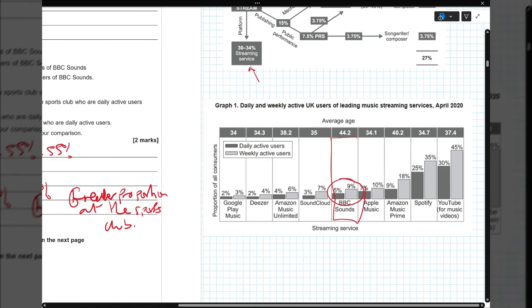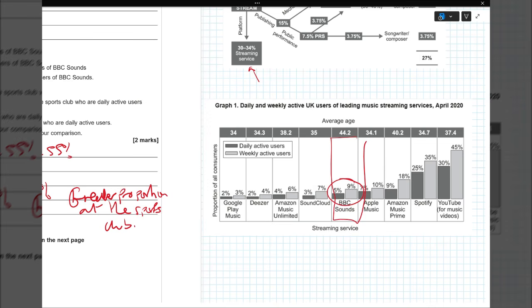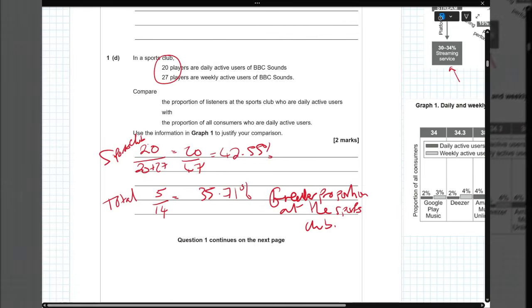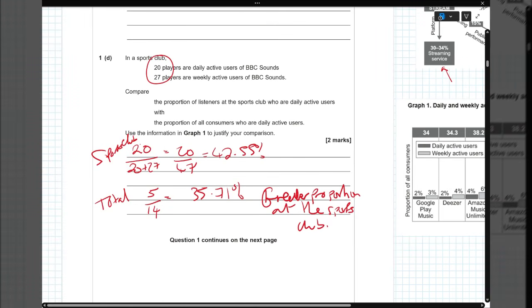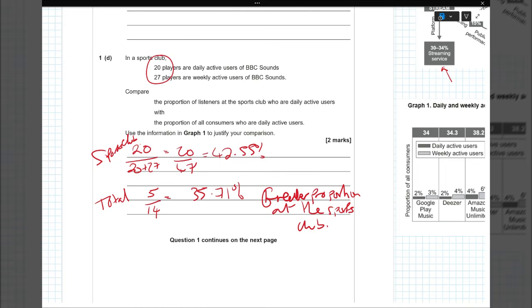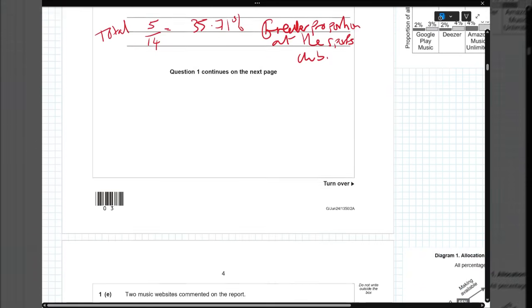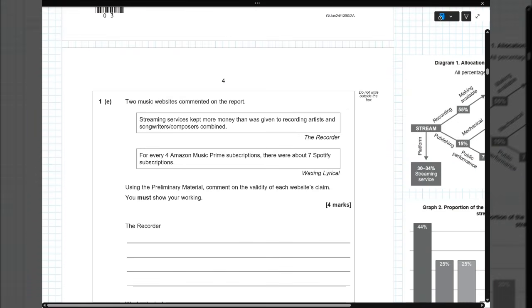BBC Sounds block. So 14% of the users are either daily or weekly. If they're not in that 14%, that means they're not using it very often. So they're like signed on, but it's like once a month or once a year. So that is giving us a fair proportion where there's 35.7% of the general population using it. Of the at least weekly or daily users, they're using it daily. So yeah, greater proportion for the sports club.